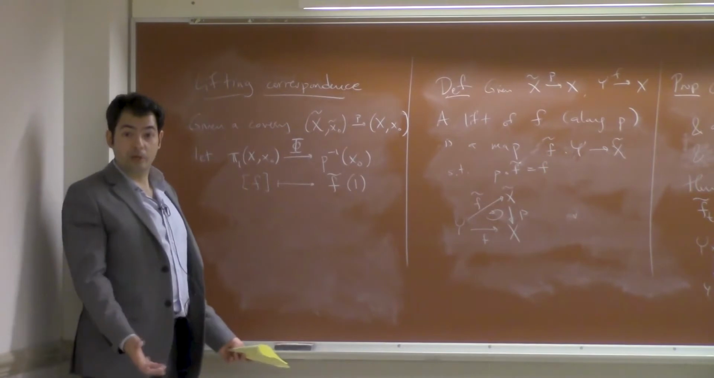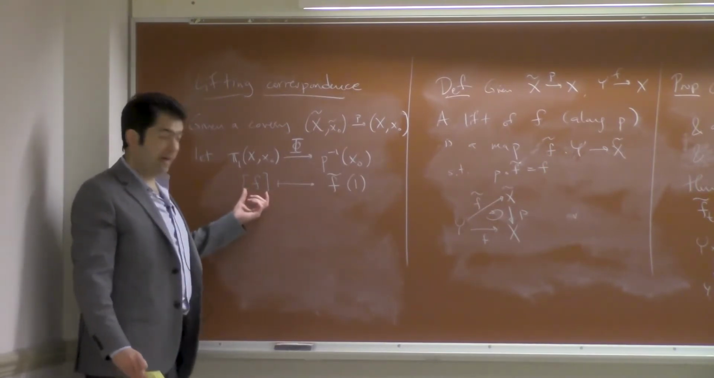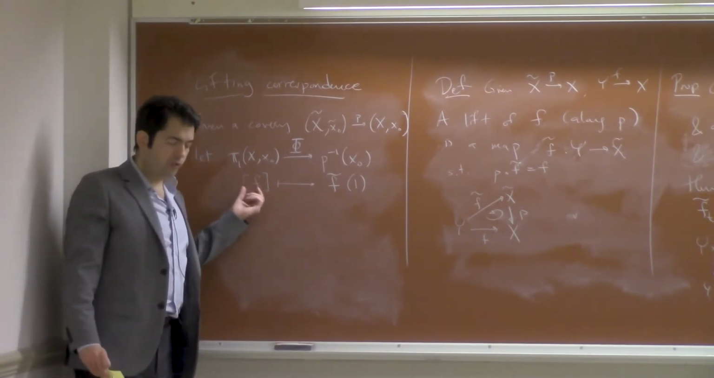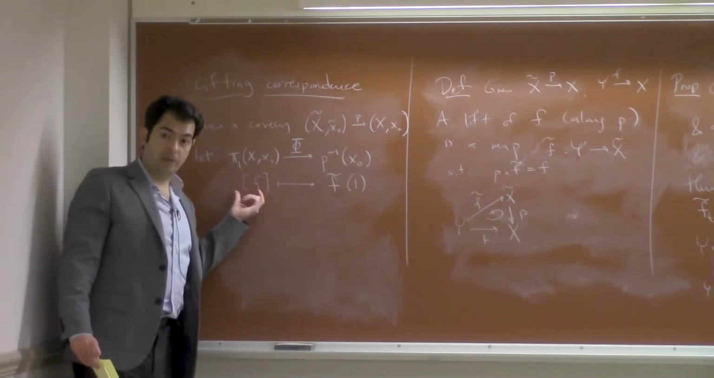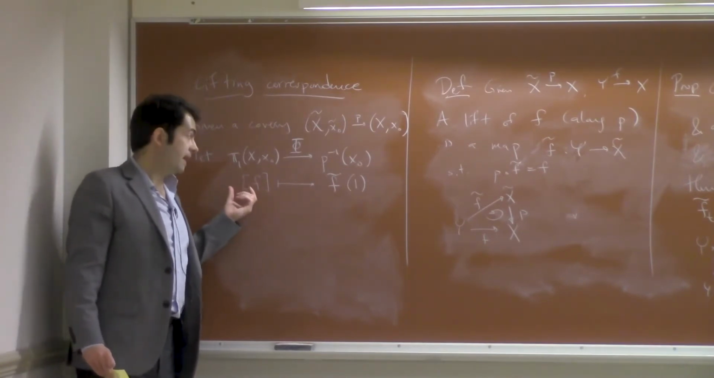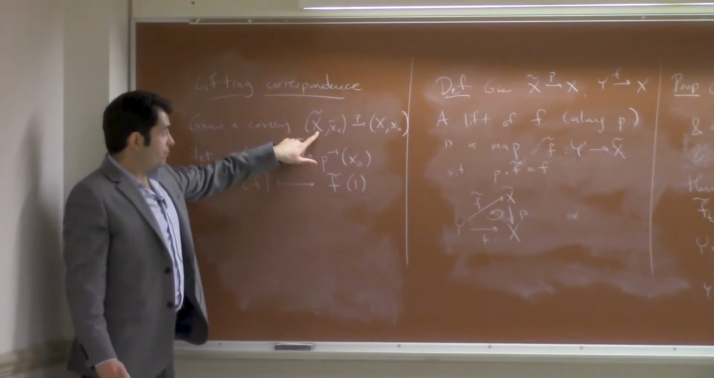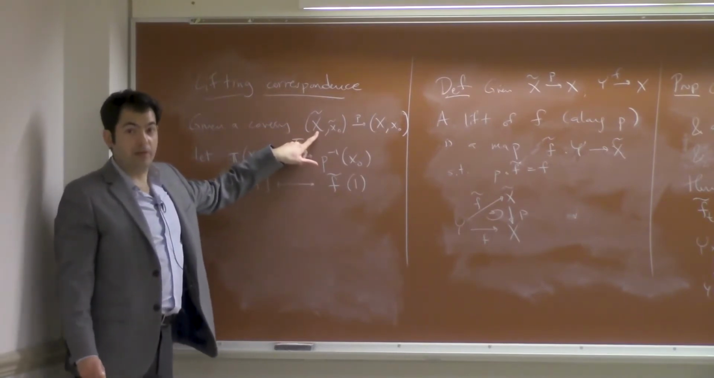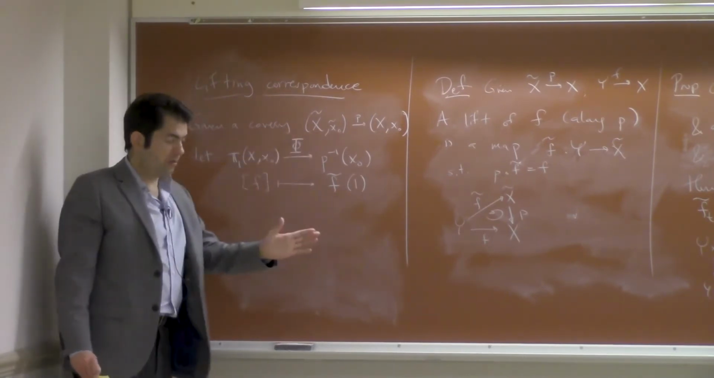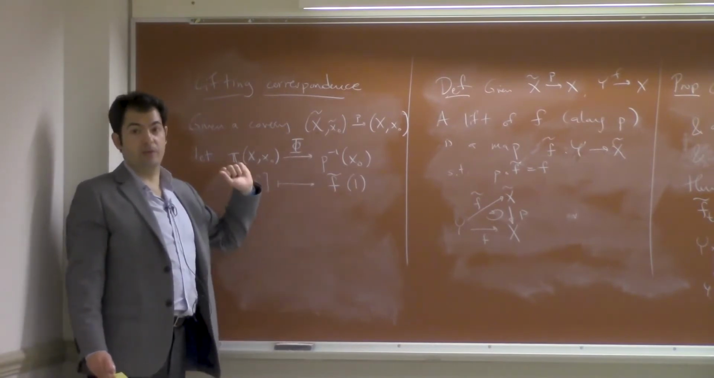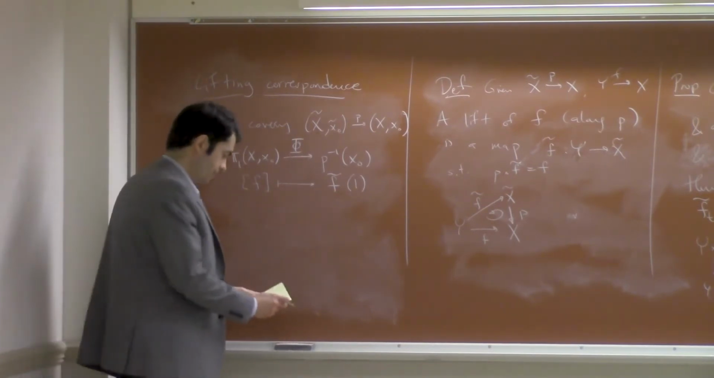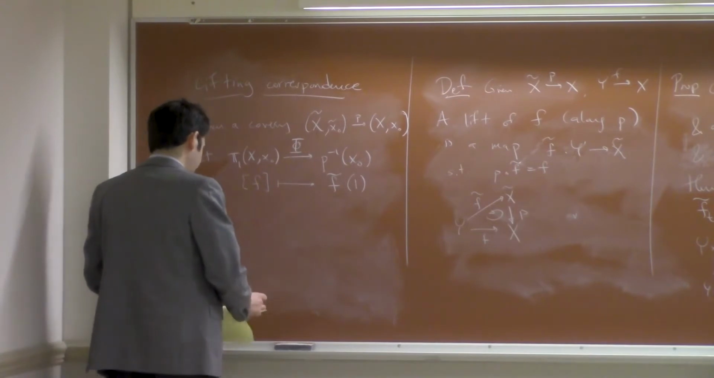Right? This is well defined because this is a path homotopy. Any two representatives are related by a path homotopy here. That homotopy lifts to x tilde to a path homotopy. So the right endpoint is going to be fixed no matter what representative we chose.